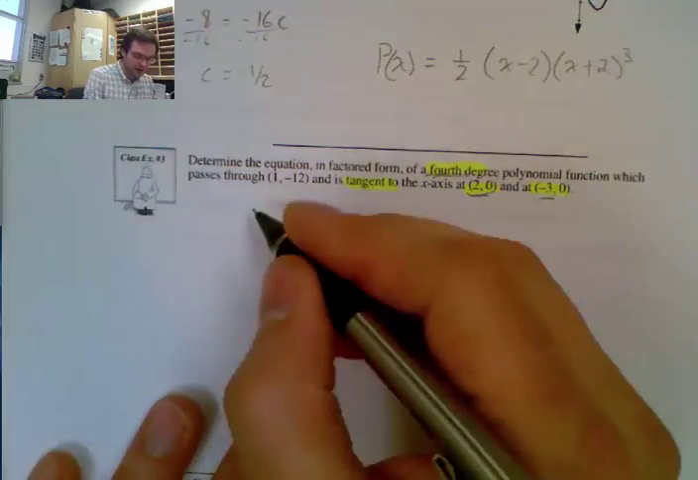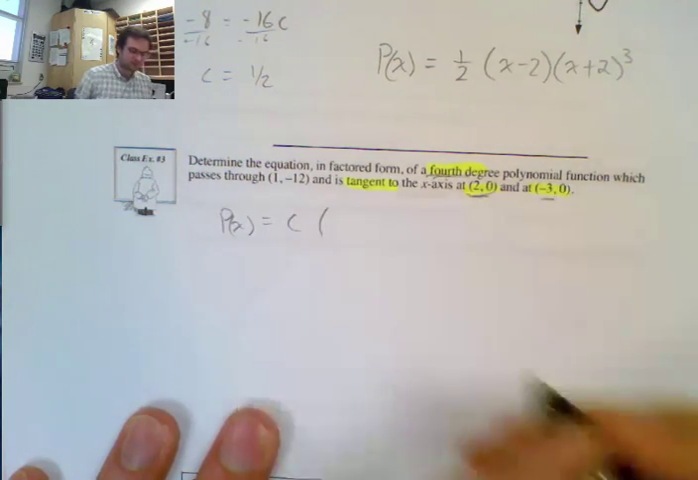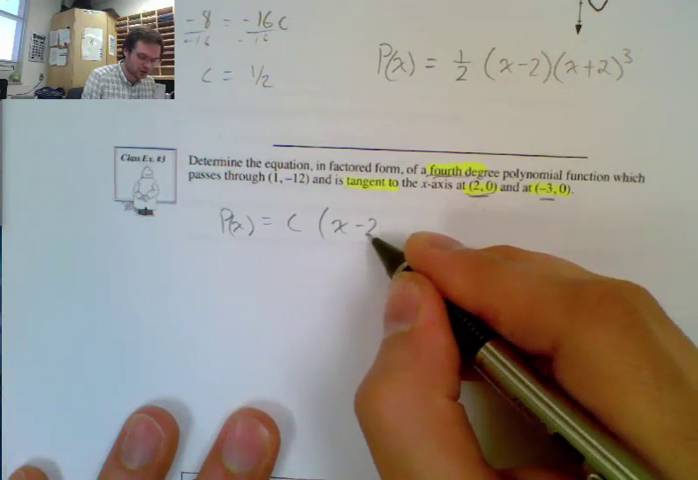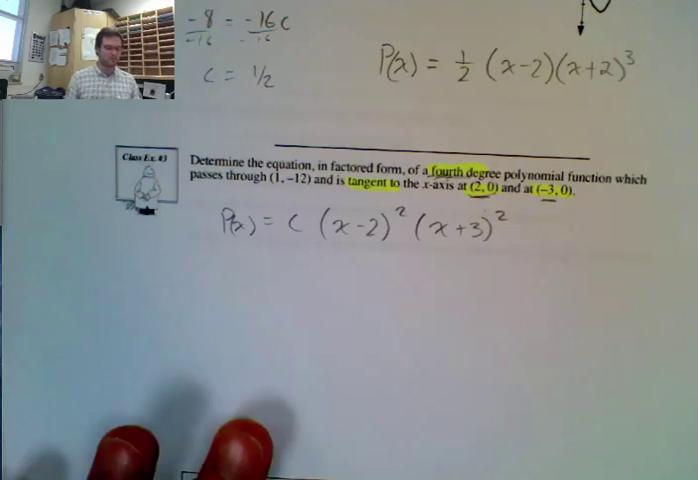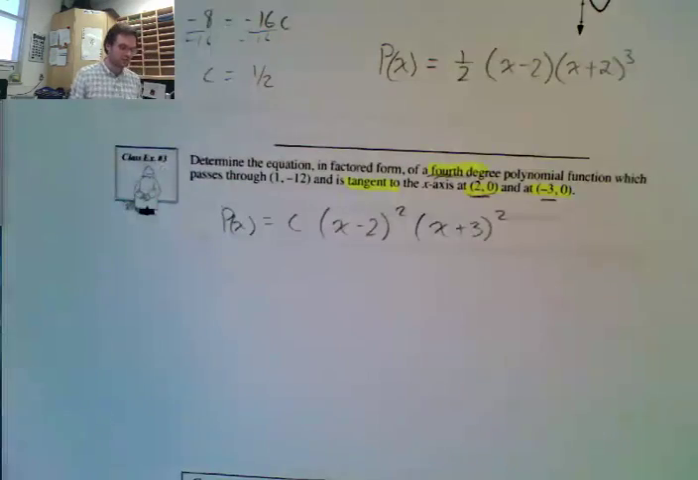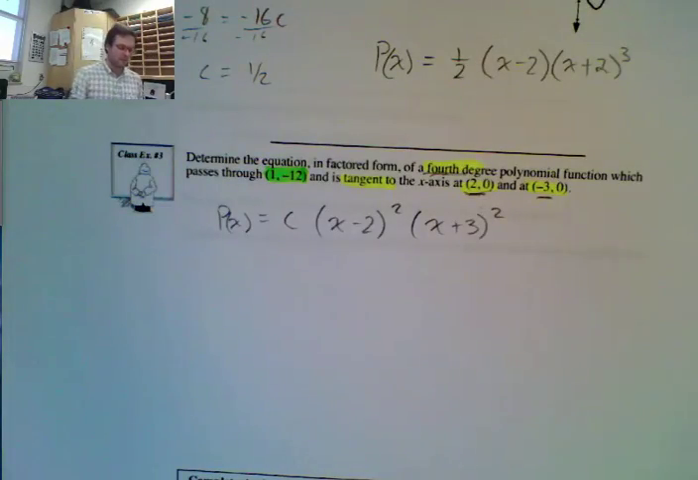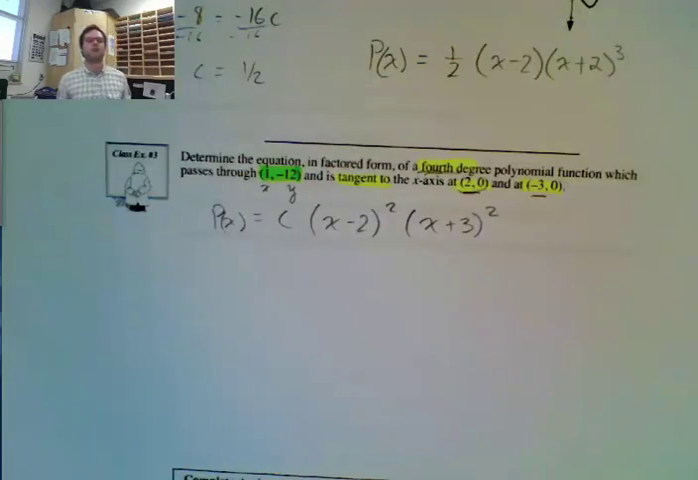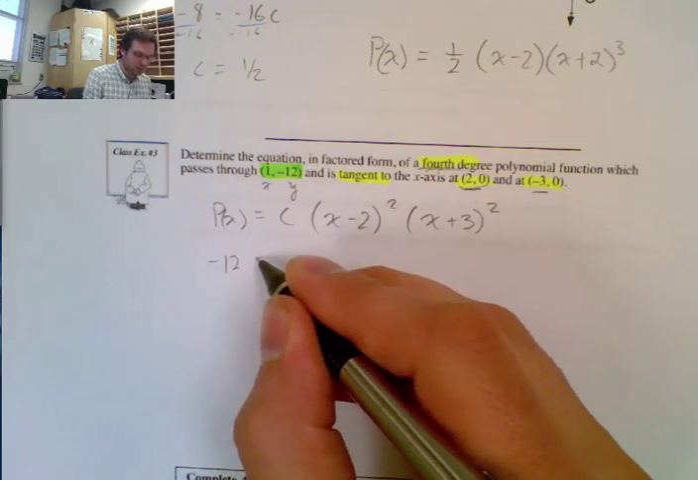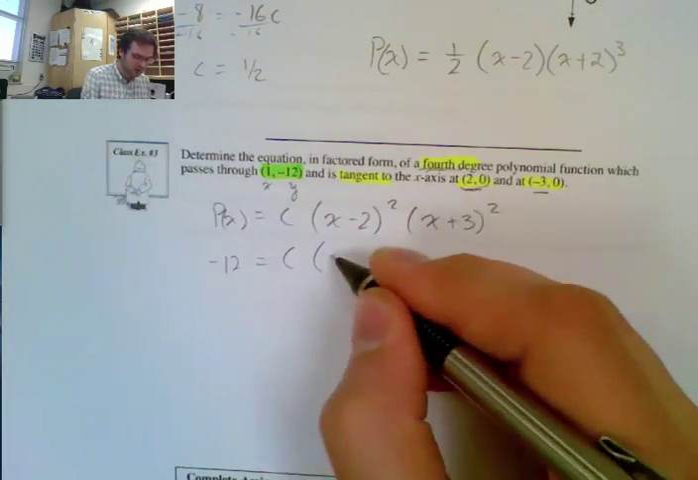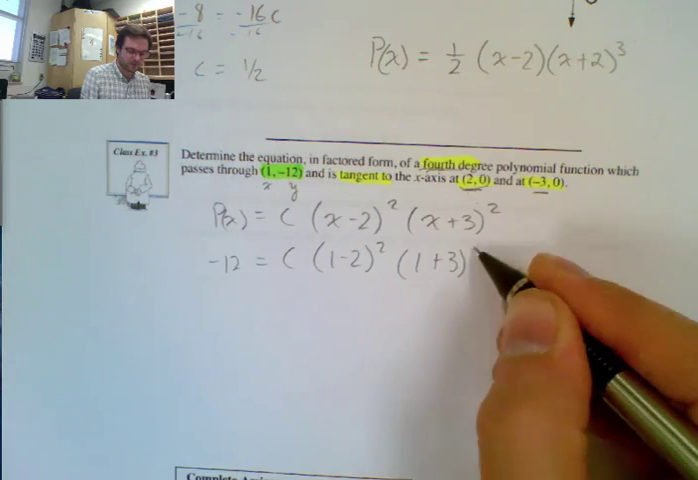Okay? So we're going to have here p of x is equal to c, then x minus 2 squared, and x plus 3 squared. Okay? And we also know that it passes through this point right here. So now we have my x and y values to find c. So I'm going to plug that in. So this here is p of x, so I have negative 12 is equal to c, 1 minus 2 squared, and then 1 plus 3 squared.